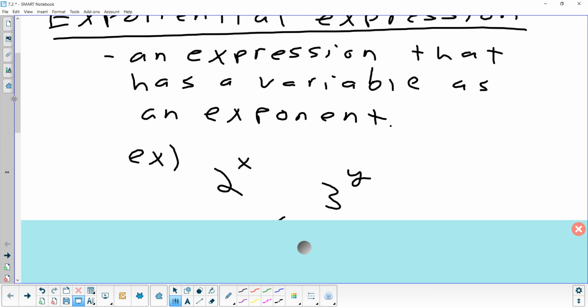Now, once you take something like that, okay, that's an exponential expression, and then you throw in an equal sign and put a number, now you've turned it into an exponential equation. Once you put an equal sign, it turns into an equation. But this all by itself, that's just an exponential expression.